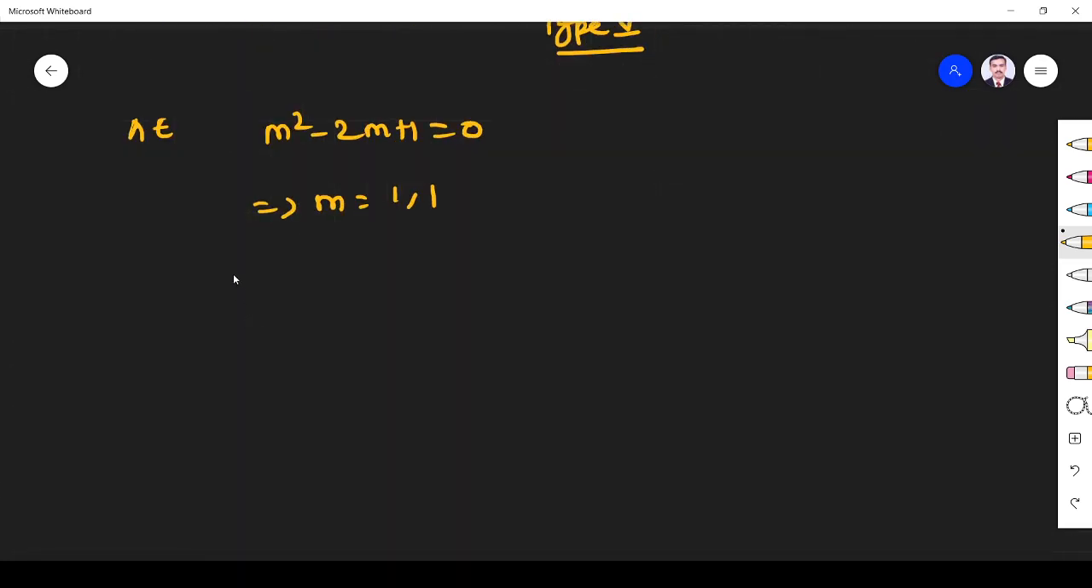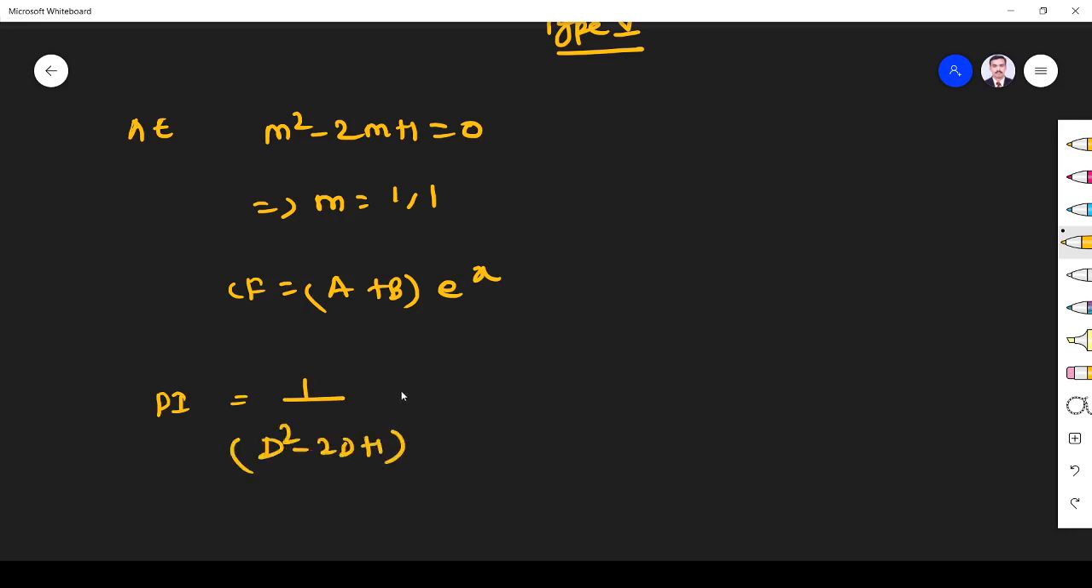So the complementary function is equal to (a plus b x) e power x. This is the complementary function. Now the particular integral is equal to 1 by phi of D, where phi of D is D squared minus 2D plus 1, into x sin x.